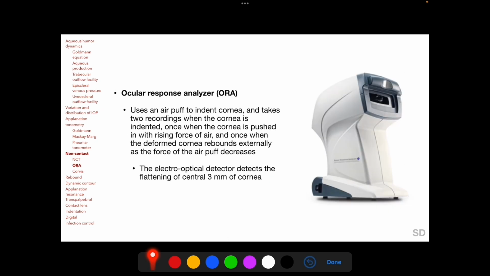Ocular Response Analyzer and Corvis ST can also perform non-contact tonometry in addition to evaluating corneal biomechanical parameters. Ocular Response Analyzer uses an air puff to indent the cornea and takes two recordings when the cornea is indented, once when the cornea is being pushed in with rising force of air and once when the inwardly deformed cornea rebounds externally as the force of the air puff decreases. The detector of the ORA detects flattening of the central 3 mm of cornea.